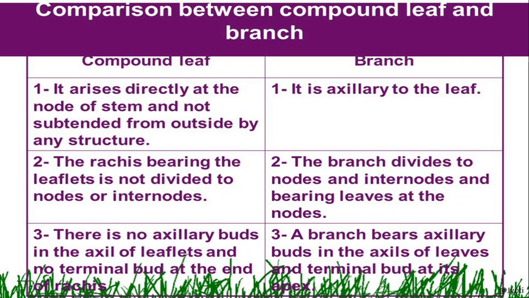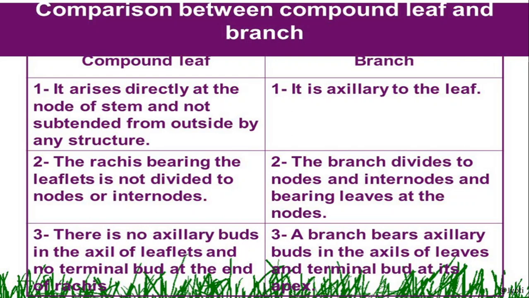Then in a compound leaf, the rachis bearing the leaflets is not divided into nodes or internodes. In a compound leaf the leaflets are arranged at regular intervals, but those parts are not known as nodes or internodes. But in a branch, the branches are divided into nodes and internodes, and the nodes bear the leaves. That may be a compound leaf or a simple leaf. The third difference is that there is no axillary bud in the axil of the leaflet and no terminal bud at the end of the rachis.